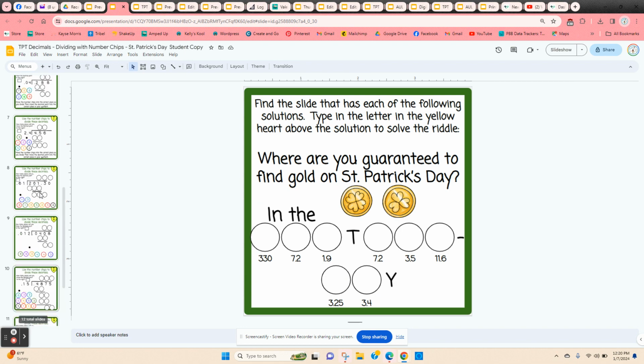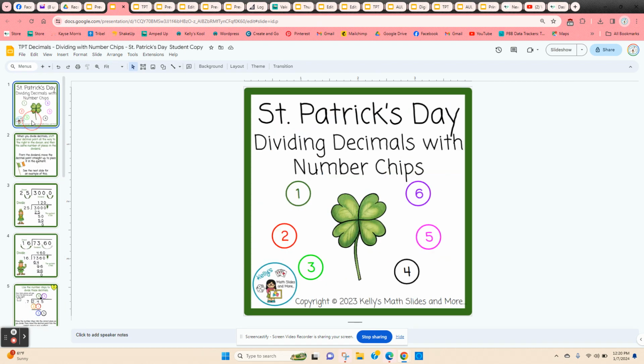Okay, so this is dividing decimals with number chips, St. Patrick's Day version.